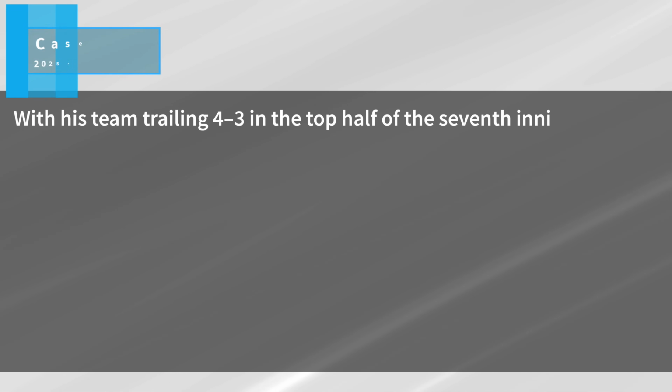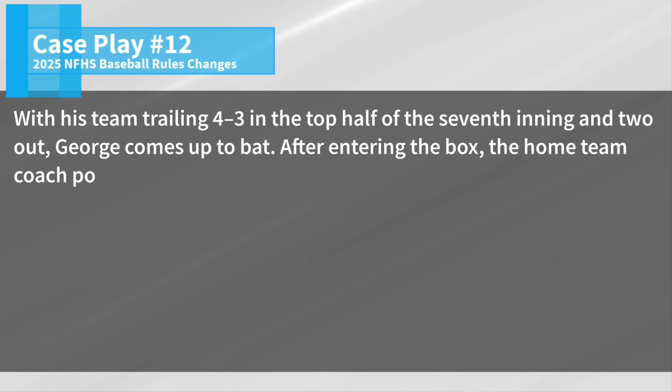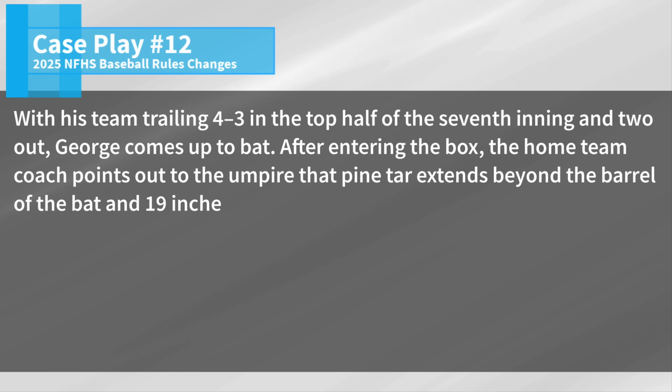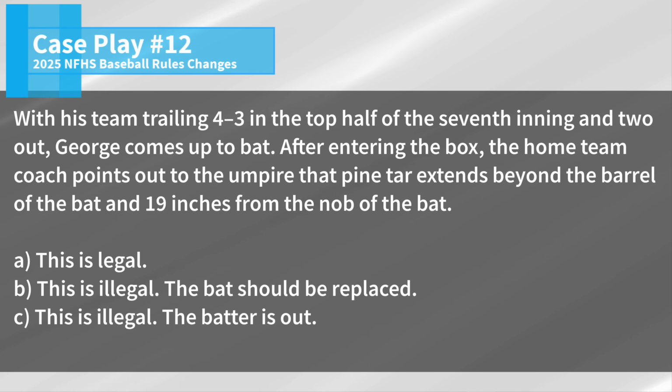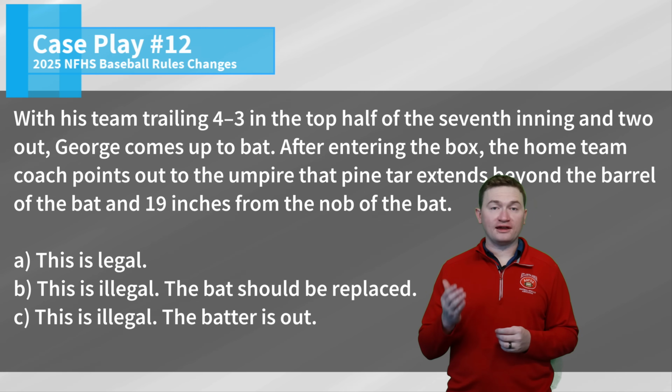With his team trailing 4-3 in the top half of the 7th inning and 2 out, George comes up to bat. After entering the box, the home team coach points out to the umpire that pine tar extends beyond the handle of the bat and 19 inches from the knob of the bat. Is this A, this is legal, B, this is illegal, the bat should be replaced, C, this is illegal, the batter is out? The correct answer here is C.